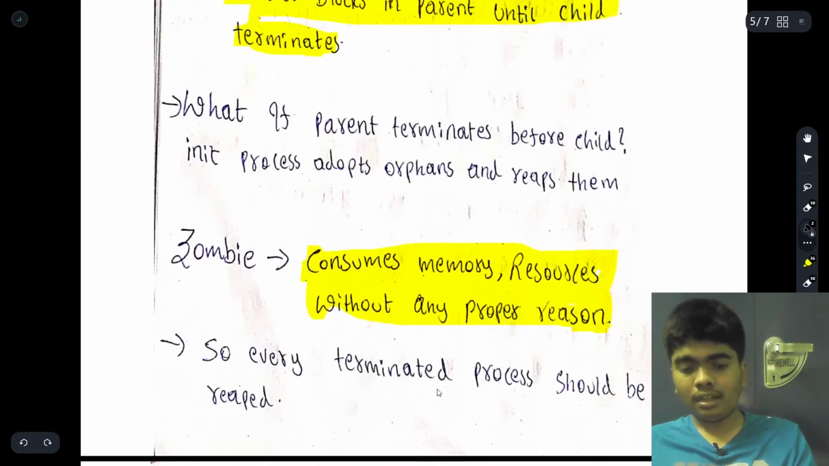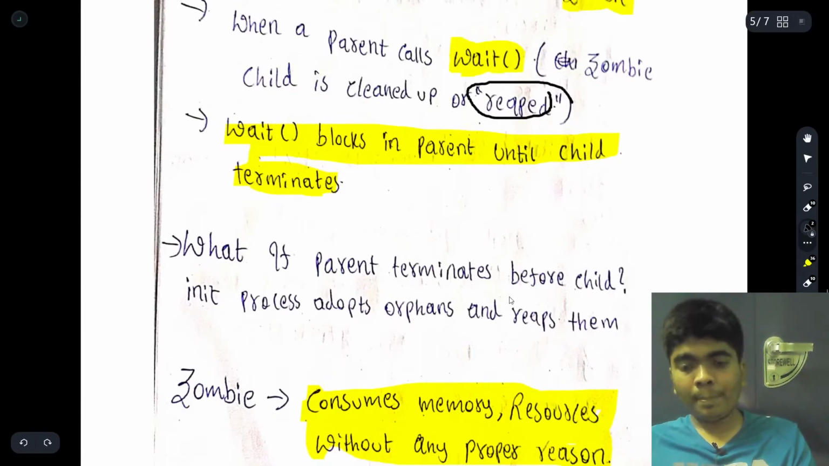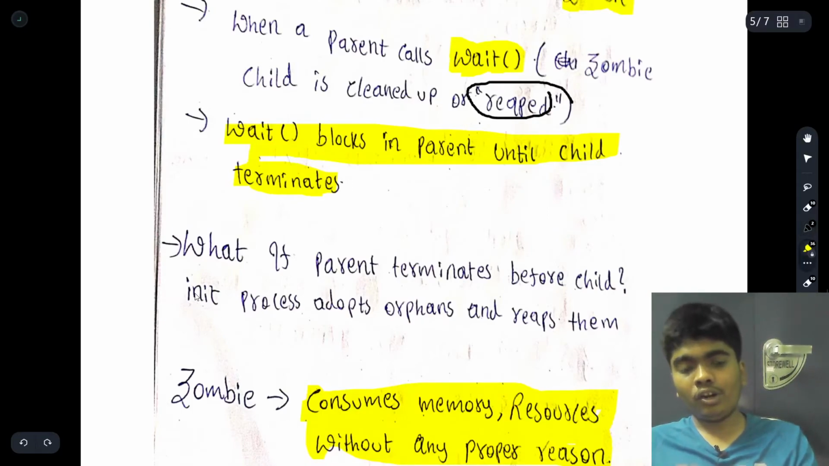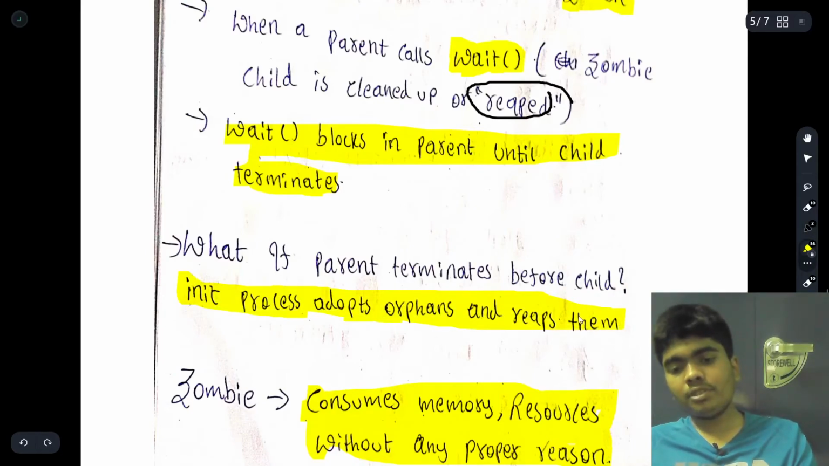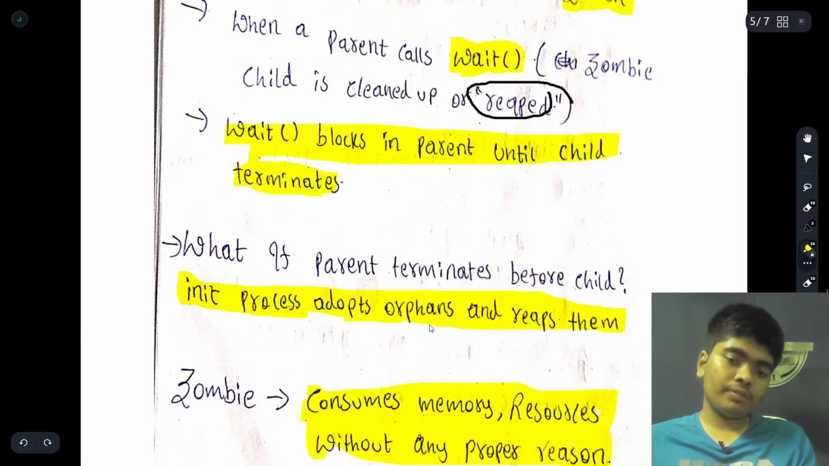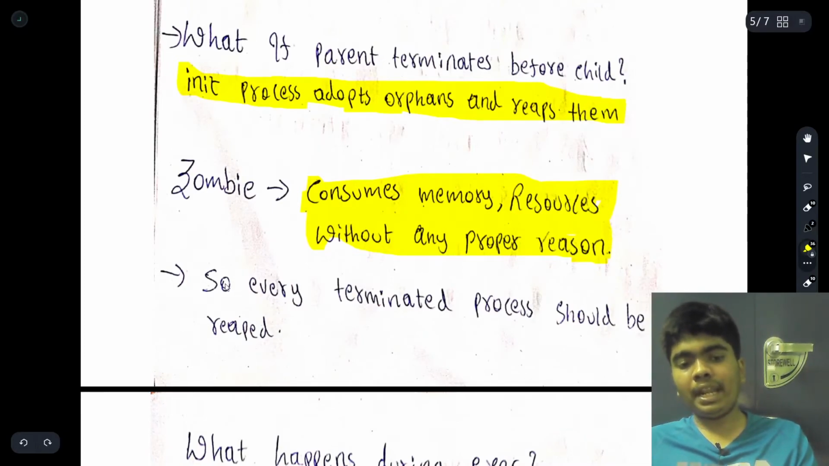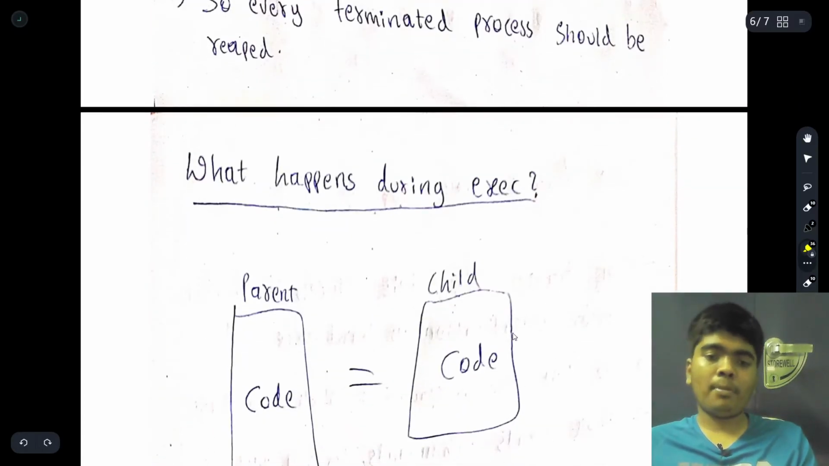So that is what if the parent terminates before the child? The init process adopts the orphans and reaps them. So init will adopt those orphans and then reap them. Init is a process which is available at all times. It will adopt those orphan processes and reap them. Every terminated process should be reaped, otherwise it will consume memory resources without any proper reason.